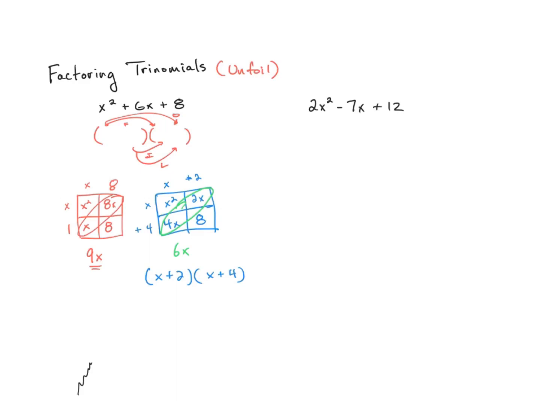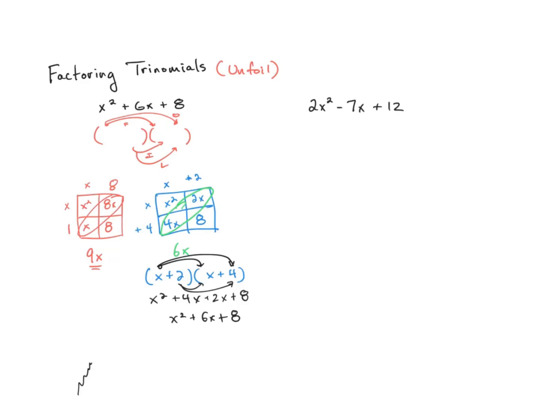I like to show that when I go back and FOIL that, x squared plus 4x plus 2x plus the 8, I will again end up with the plus 6x plus 8. All right, so that's basically what we're dealing with when we're factoring. This is a great tool when simplifying expressions, or if we're working with polynomial word problems, polynomial division, polynomial multiplication.